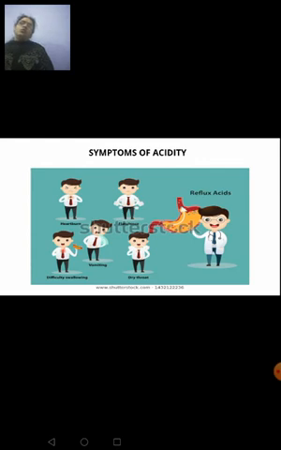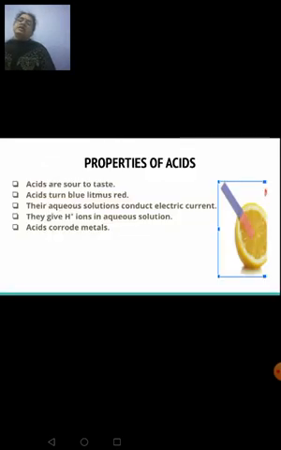So what are acids? Acids are substances that are sour to taste, and they turn blue litmus red. I've given a picture here. See, litmus paper is introduced to a piece of lemon. It's blue in color, and the portion that is getting in contact with the piece of lemon is turning red. So this acid has a tendency to turn blue litmus red. If it is red litmus, it will remain as it is.